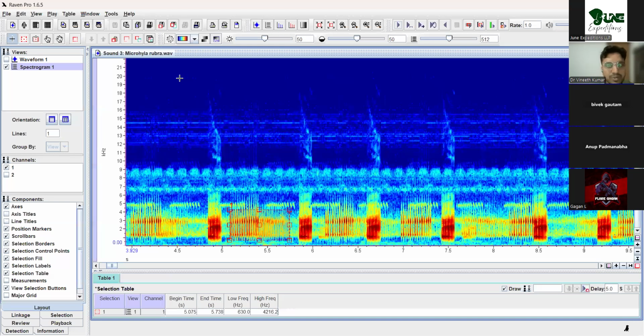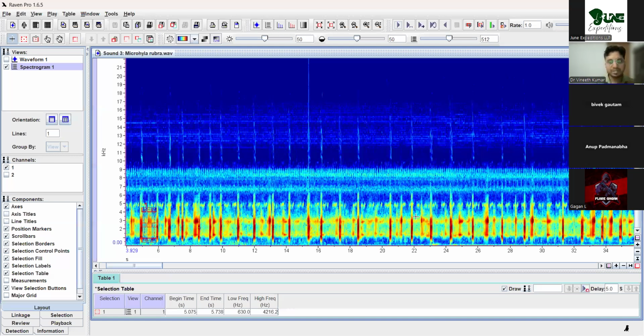However, you can look for the regions where there is no overlap and easily say, okay, there are 10 species calling, there are 5 species calling. Whichever is close will give you a better signal.